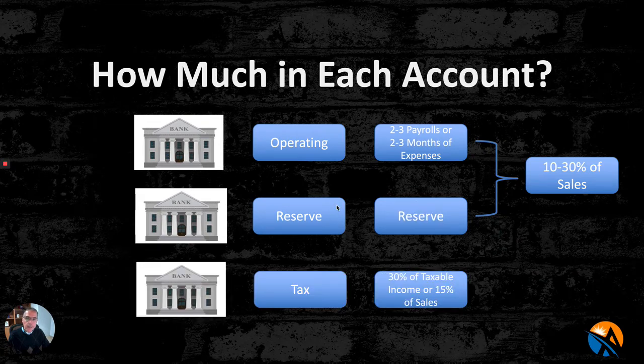So now for your tax account, what I would recommend you do is take 30% of taxable income, and if you can't calculate that number, you could always look at last year's taxable income and figure out how much tax you paid, and then divide that by 4, which is your estimated payments that you make for the year. And if you think you're going to grow quite a bit in the following year, then maybe you might want to change that. Or if you want to make it simple, start with 15% of sales. You can always adjust as the year goes on to calculate what that actual tax liability is going to be.